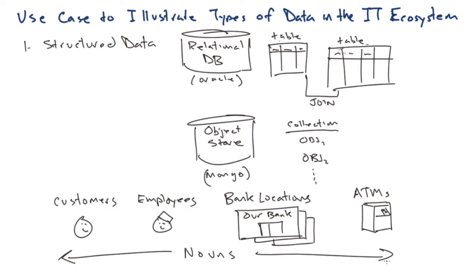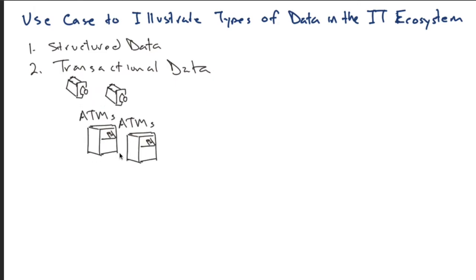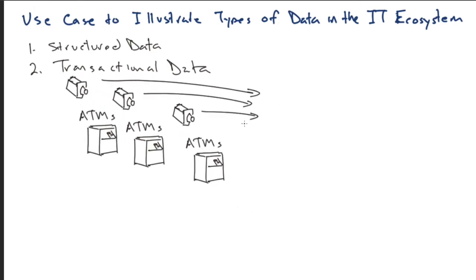That can be contrasted with number two, transactional data. This data is often stored in relational databases, but probably more frequently in object stores. These things are often seen more as verbs or events that are being generated by your nouns in the structured data. These generally aren't synchronized unless you're doing some bulk copy, like a copy to a data lake or a data warehouse.